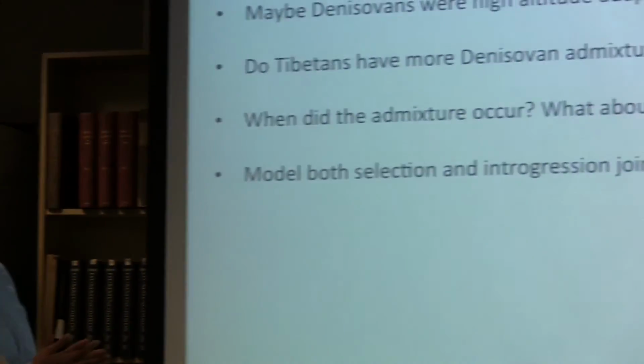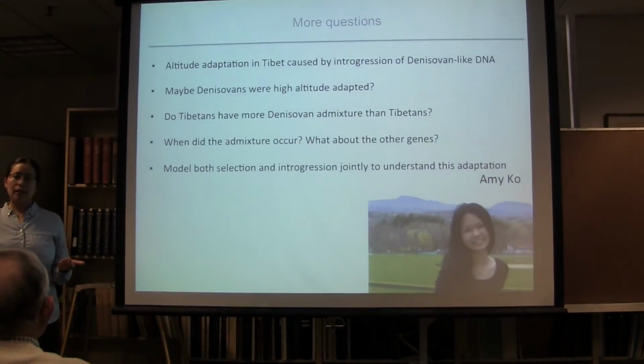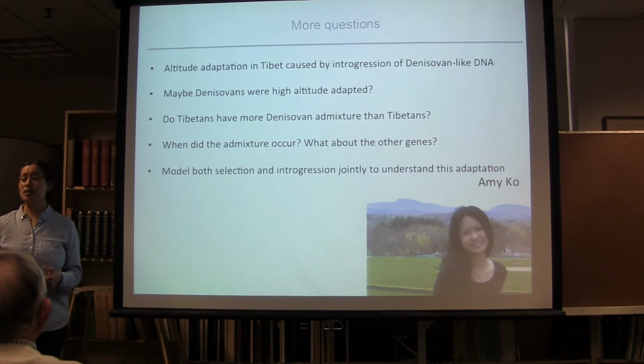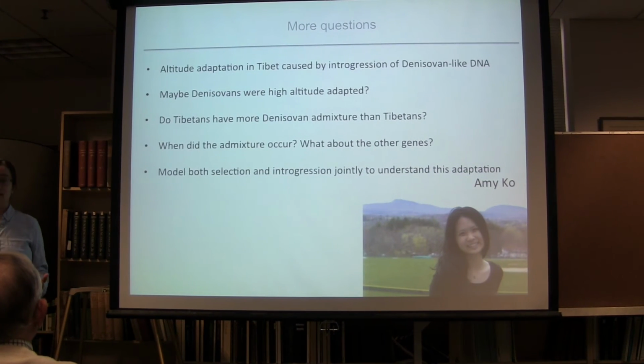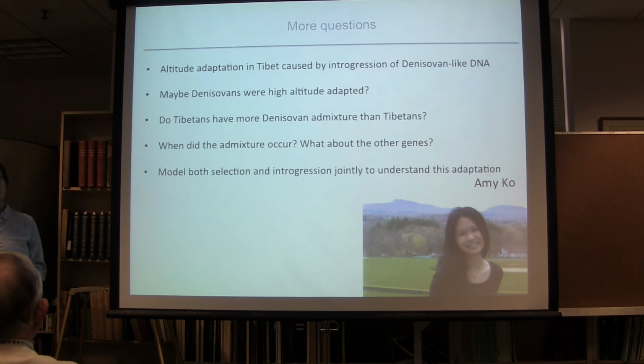Other questions are, when did the mixture occur? I was surprised that there's actually no estimate yet for when Denisovans introgressed into modern humans. There is an estimate for when Neanderthals mixed with modern humans, but I think it's going to change soon. I know David Wright has access to a lot of Papuan genomes now, so it should give us some estimate soon.